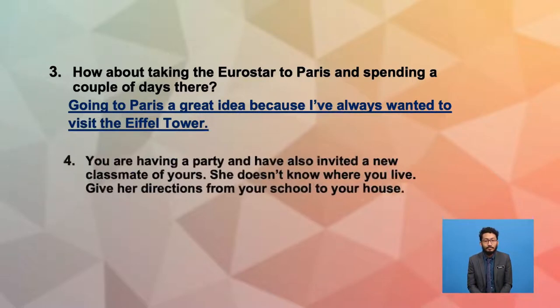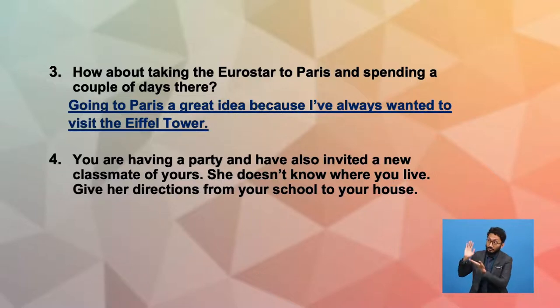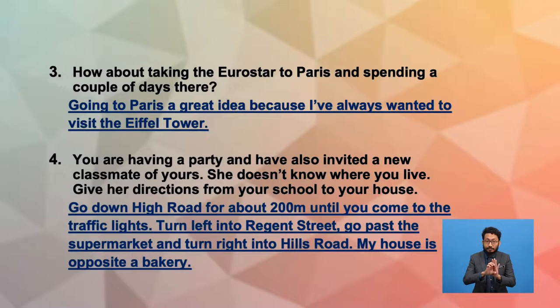Next, you are having a party and have also invited a new classmate of yours. She doesn't know where you live. Give her directions from your school to your house. Remember, when you give directions, make sure you give a detailed explanation. For example, go down High Road for about 200 meters until you come to the traffic lights. Turn left into Regent Street, go past the supermarket and turn right into Hills Road. My house is opposite a bakery.